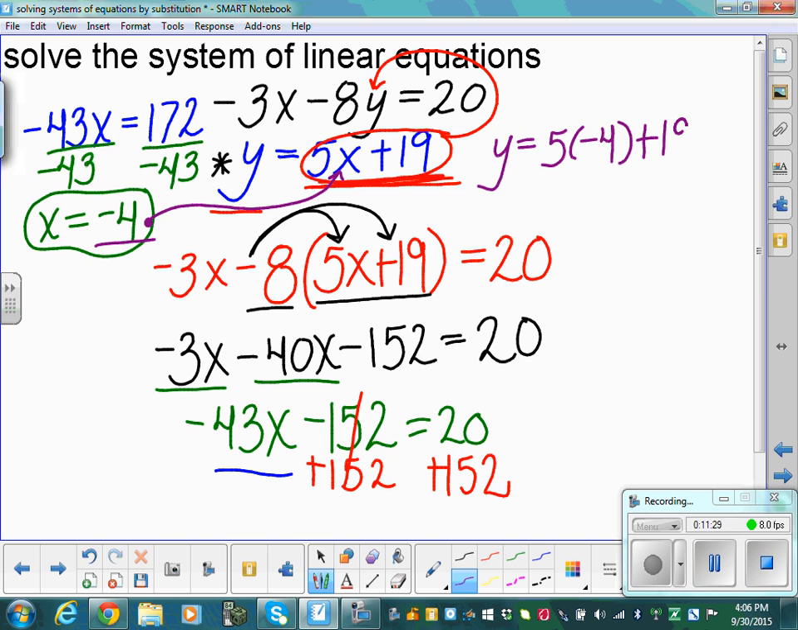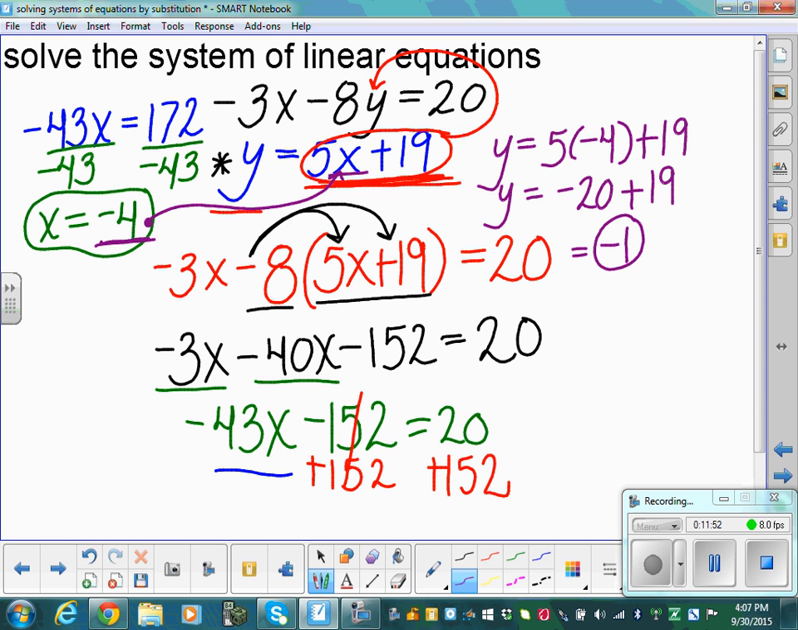Plus 19. So once again, I'm substituting in the x value wherever there's an x. So then if I calculate that, I'm going to have y is equal to 5 times negative 4, which is negative 20. So we have negative 20 plus 19. Negative 20 plus 19 is equal to negative 1.